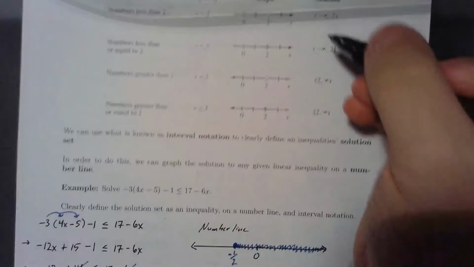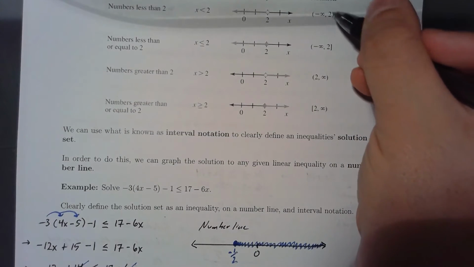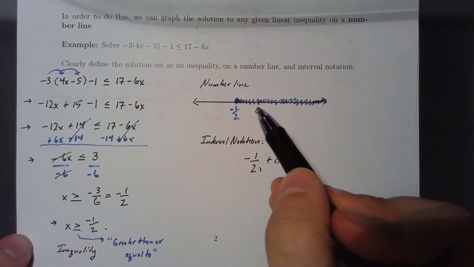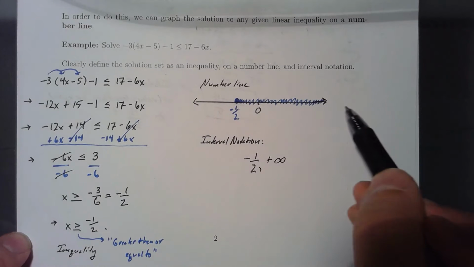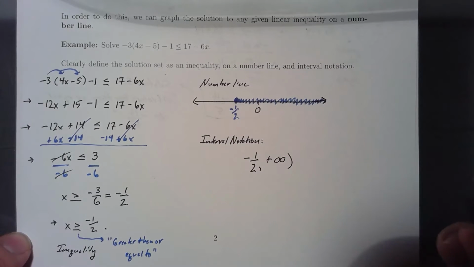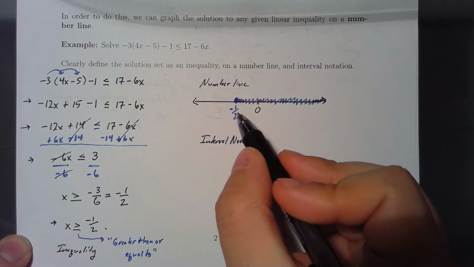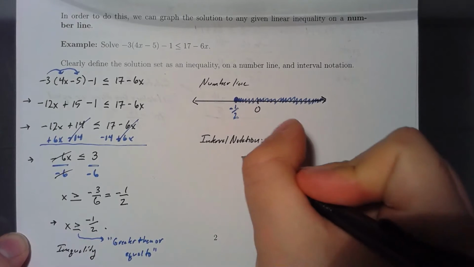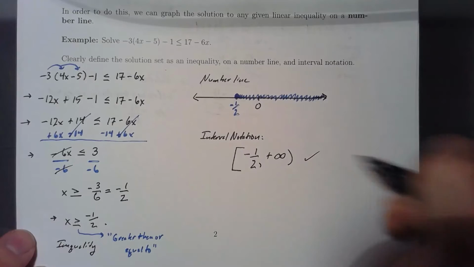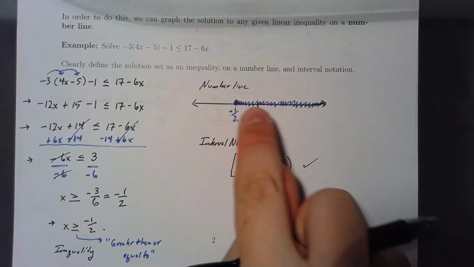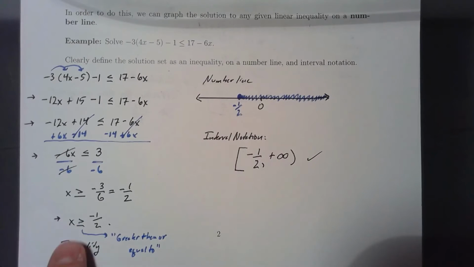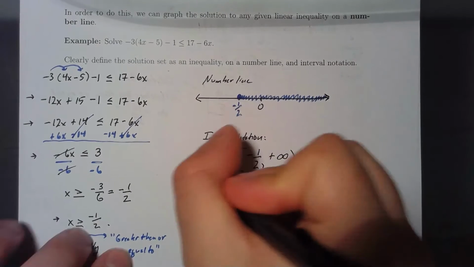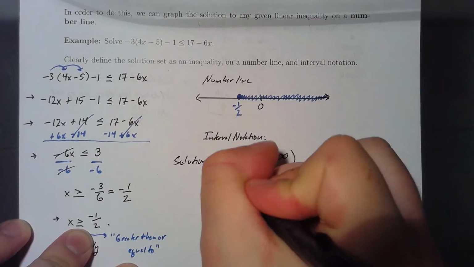Now all I have to do is worry about the brackets. Are they going to be open brackets or closed brackets? Well, let me ask you this. Does infinity ever stop? No, it doesn't. It keeps going and going. So infinity is always going to be open. Now negative 1/2 is part of the solution set because of the equal sign. So because it's part of the interval, I'm going to put a closed bracket. And then that's it. That's how you describe this inequality in interval notation. This is the way you would describe the solution set. Just like that.